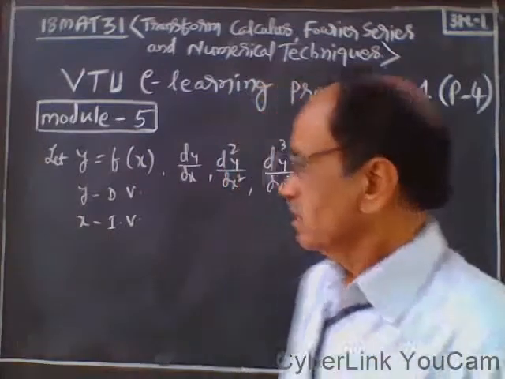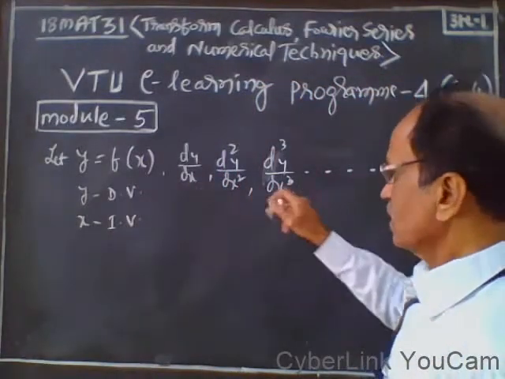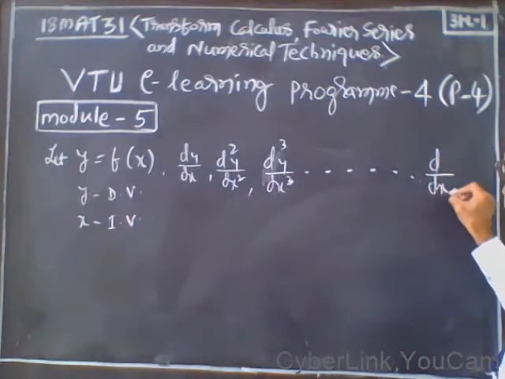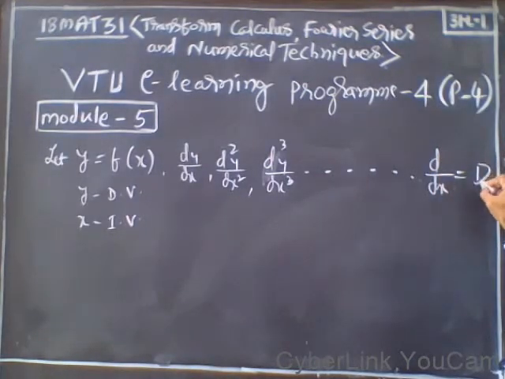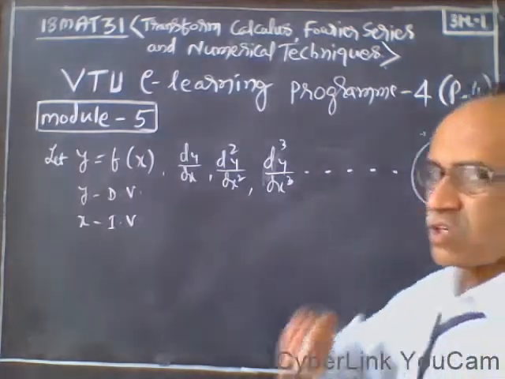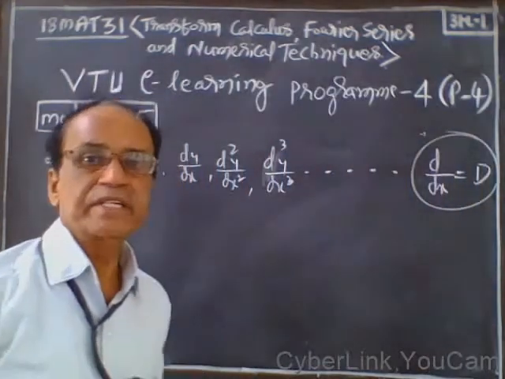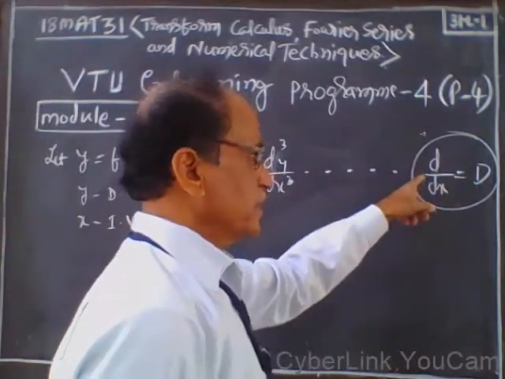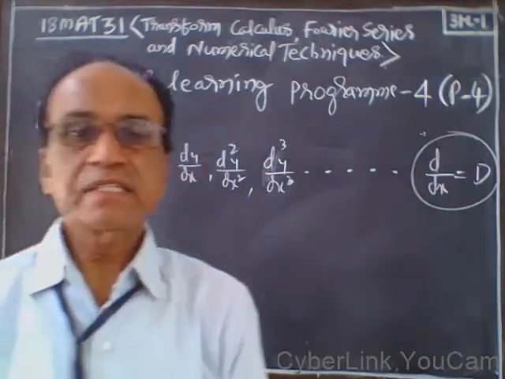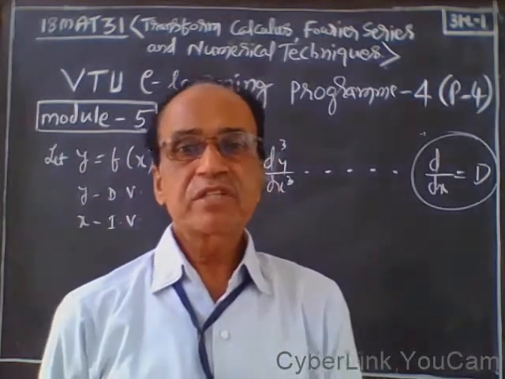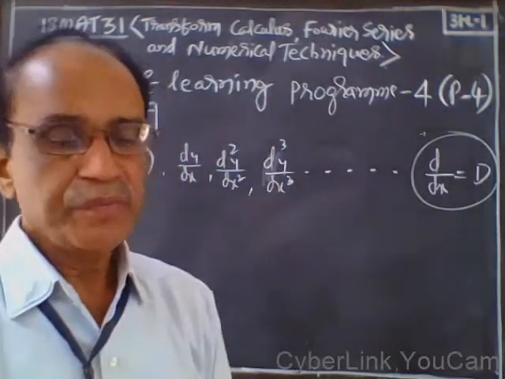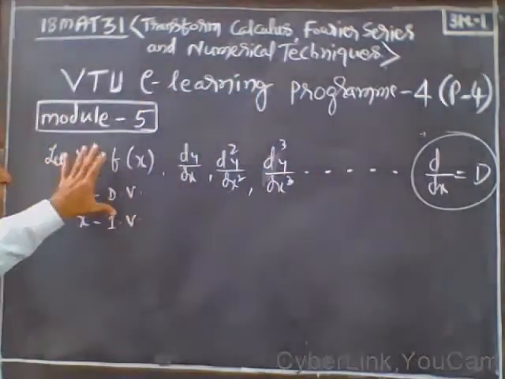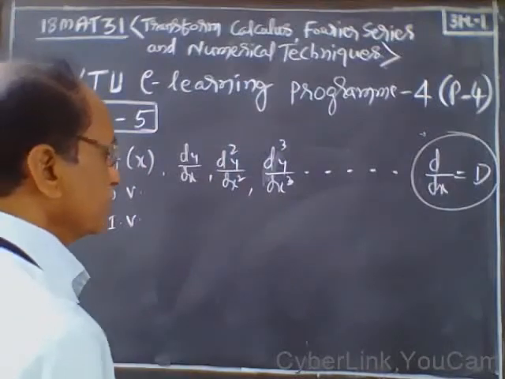And these differential coefficients have the derivative operator d by dx. This is indicated by capital D. This is called the linear differential operator, where we use this linear differential operator in most of the cases to write the linear form of the differential equation in a very simple form. Now we shall move on to the equation which contains these differential coefficients.